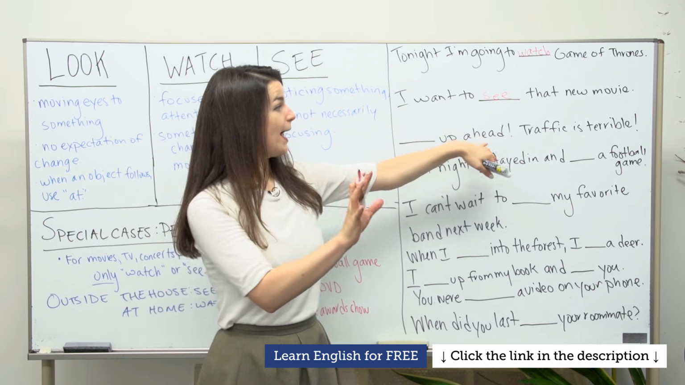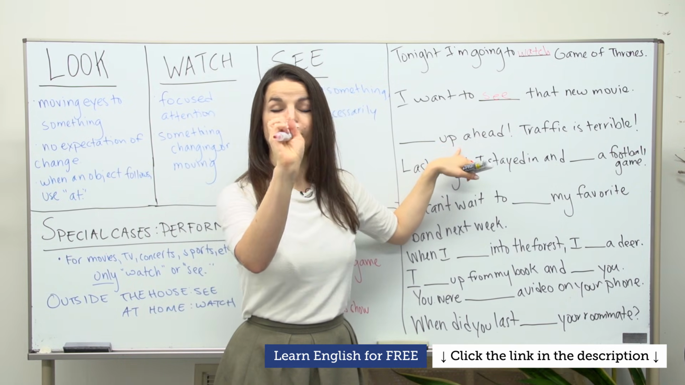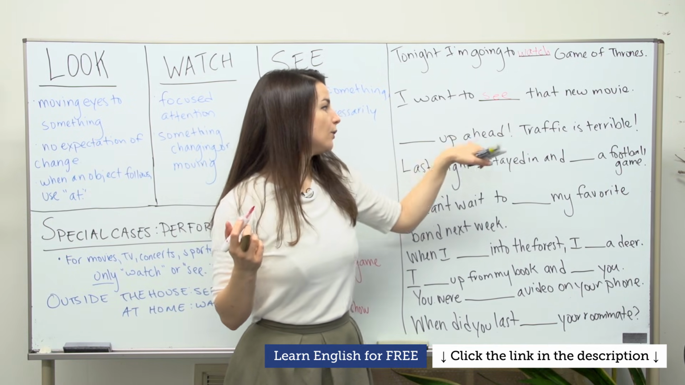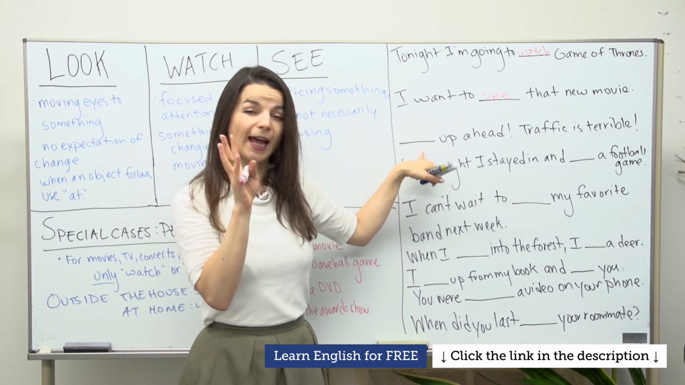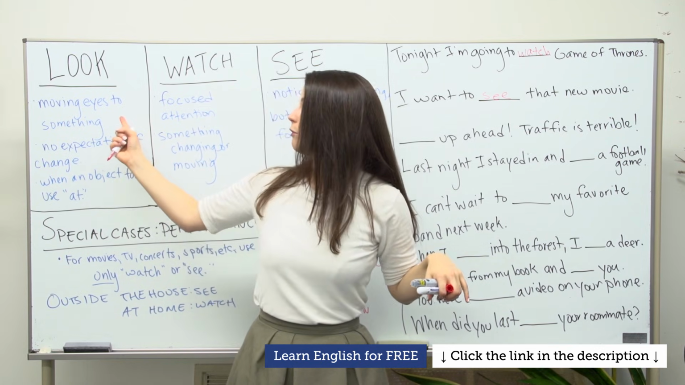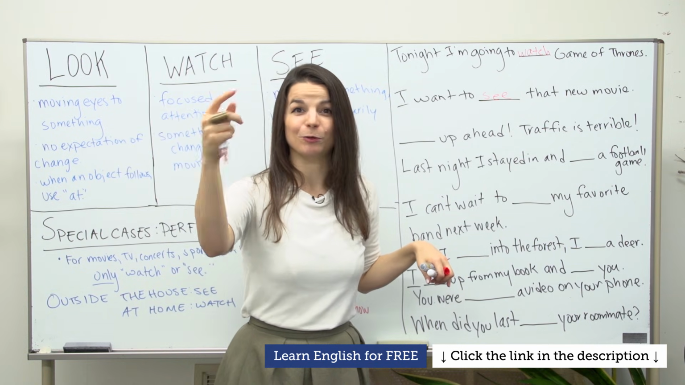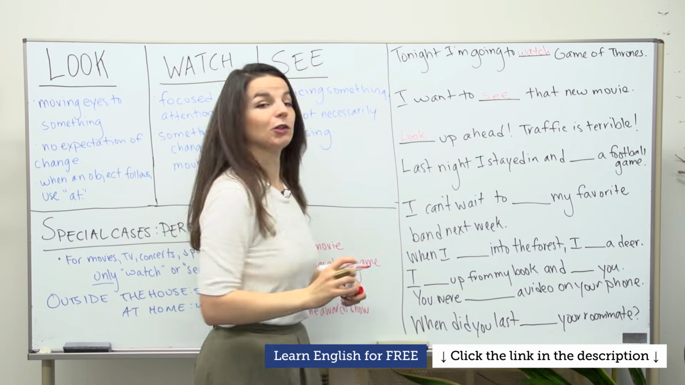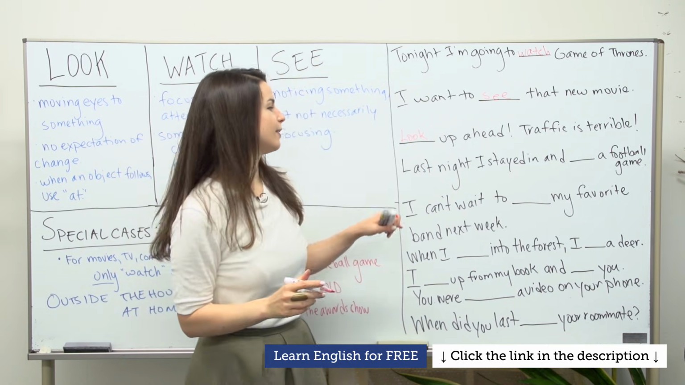Something something up ahead. Traffic is terrible. So up ahead means in front of you, in front of the car. In this case, it's traffic related. So up ahead, in this case, the speaker is asking the listener to move his or her eyes in front of them, to go up ahead with their eyes. So you can use the verb look up ahead. Traffic is terrible. So move your eyes up ahead is the command.